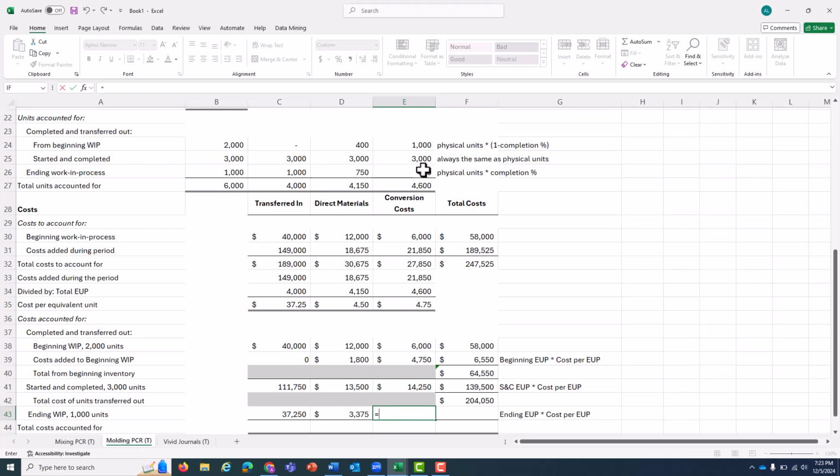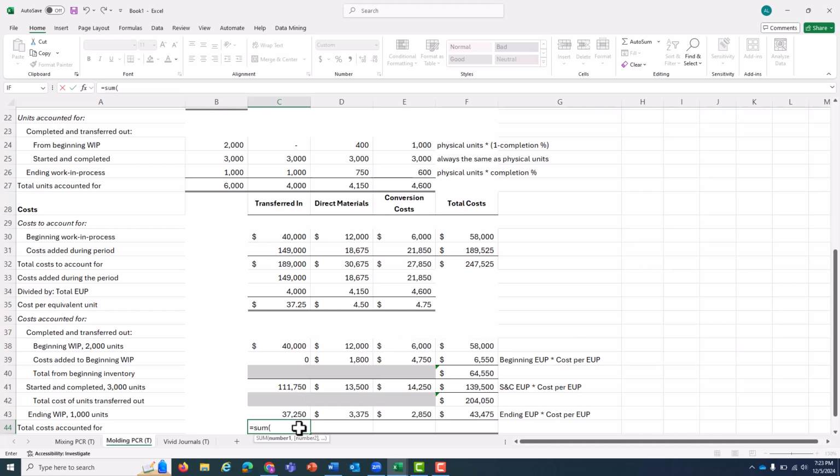And then lastly, our equivalent units of production for conversion costs in our ending WIP is 600. Our cost per equivalent unit is $4.75, which means the 1,000 units in our ending WIP are assumed to have $2,850 in conversion costs tied up in them when the period ends. If we add those three together, the value of the molding department's ending WIP is $43,475.